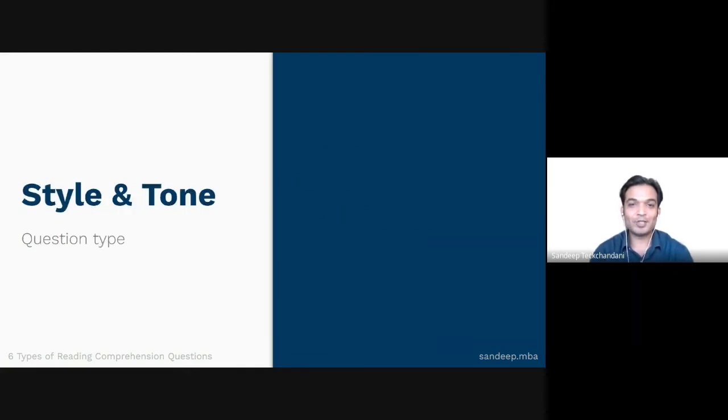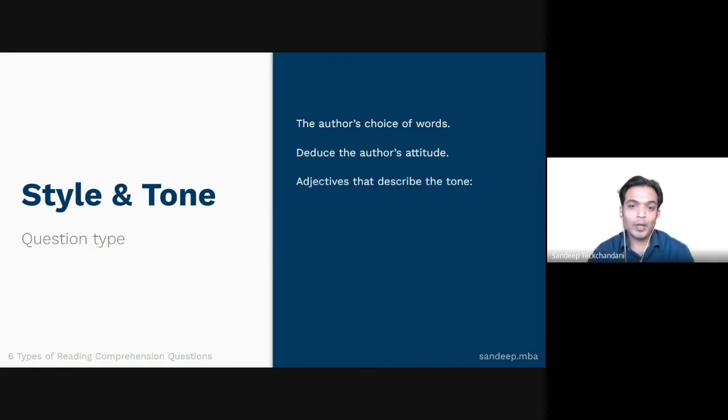In this slide, we will study the last type of reading comprehension question. Style and tone questions ask about the expression of a passage and about the ideas in a passage that may be expressed through its diction. And by diction, I mean the author's choice of words. You must pay close attention to the author's choice of words in order to deduce the author's attitude. You must also pay close attention to the adjectives that describe the tone of the passage. Is the tone of the passage critical, questioning, objective, or enthusiastic?